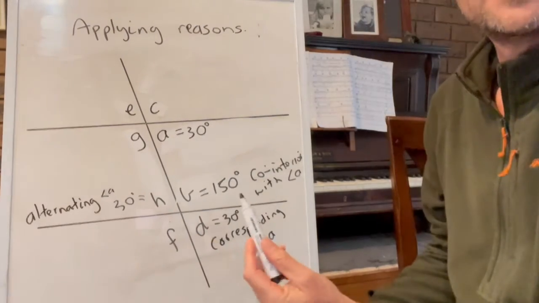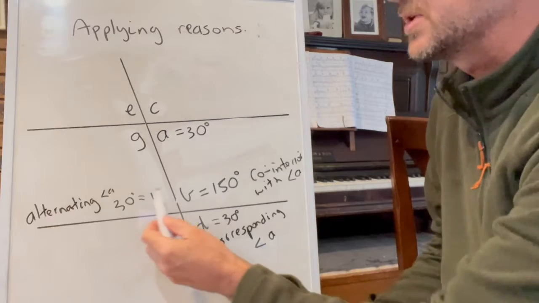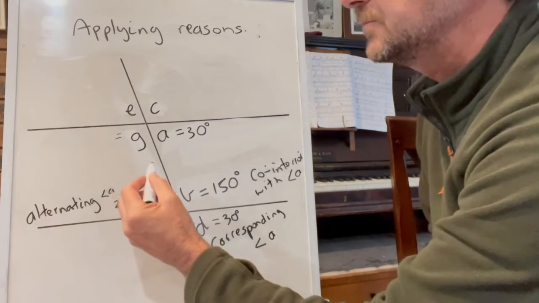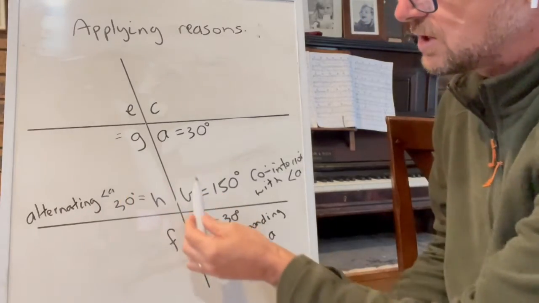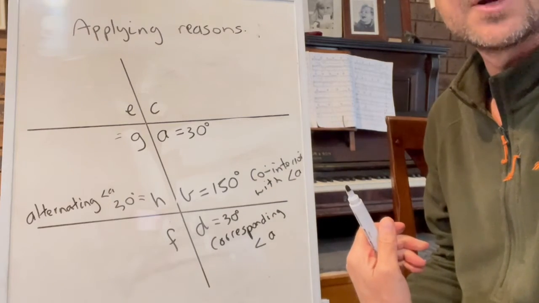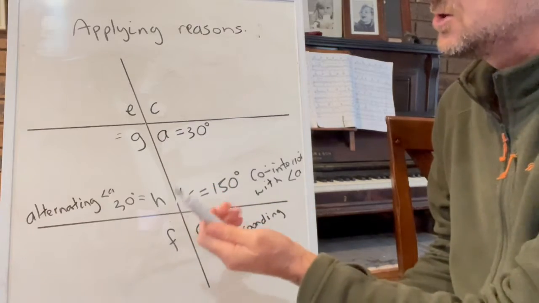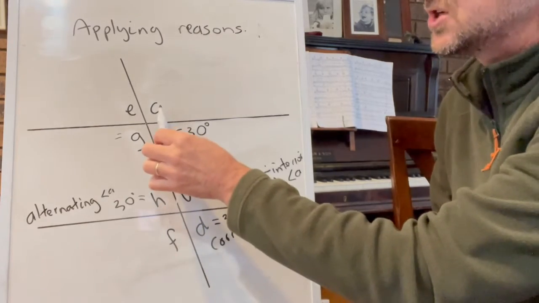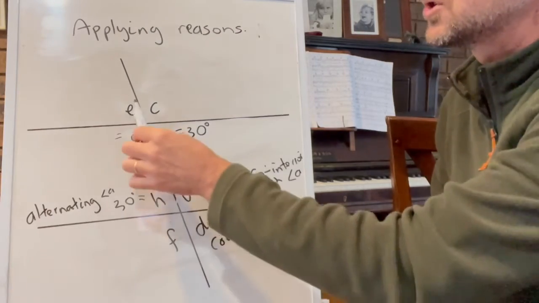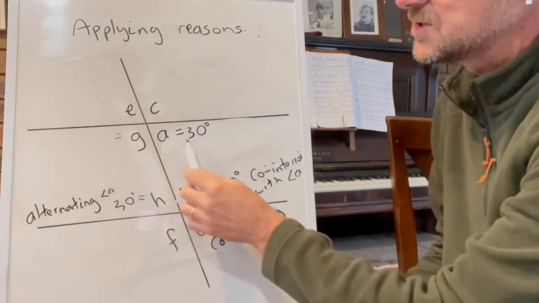Okay, and then we can keep working our way around. So what would G be equal to? Well, G is co-interior with H, so therefore that must be equal to 150, okay? Okay, but what else? G is also alternating with B. So you've got two reasons for that one, depending on which bit of information you've already found, okay? Now, you've got some others that you could find. If you've got B, that could tell you C because they are then corresponding, okay? H is also corresponding with E, but also E is vertically opposite A. So you could say that it's 30.